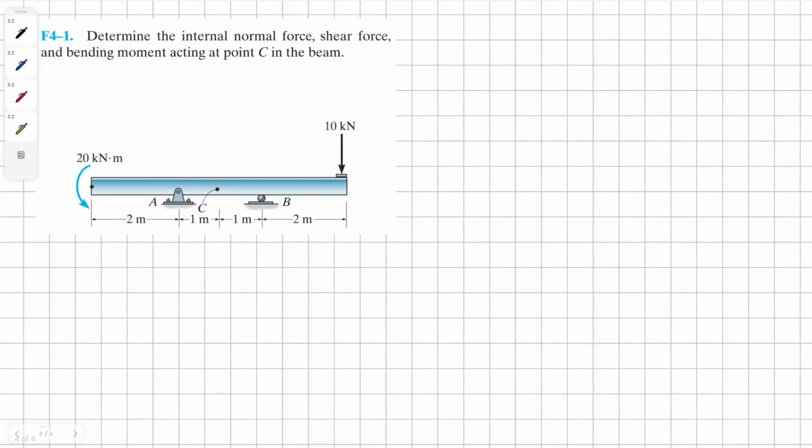Determine the internal normal force, shear force, and the bending moment acting at point C in the beam. To solve this problem, first of all, we need to find our external reaction forces at A and B.